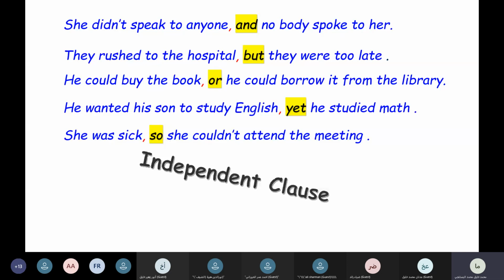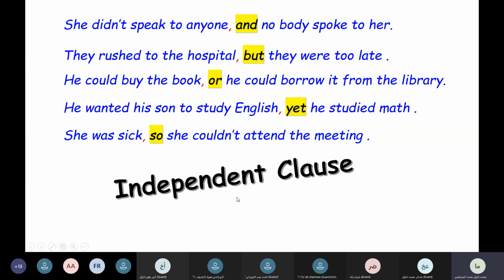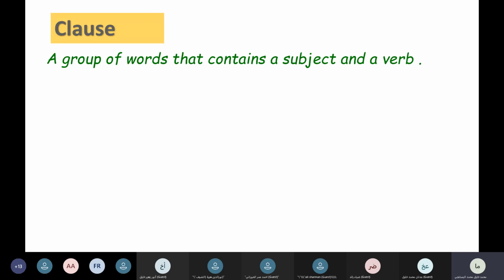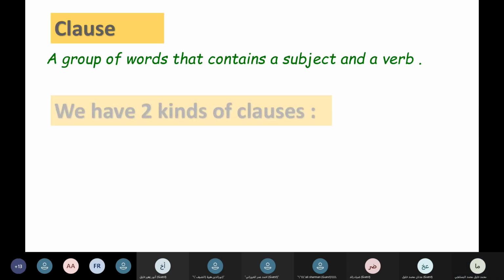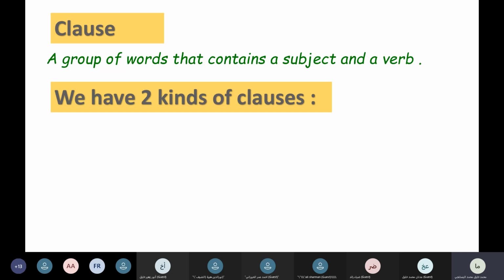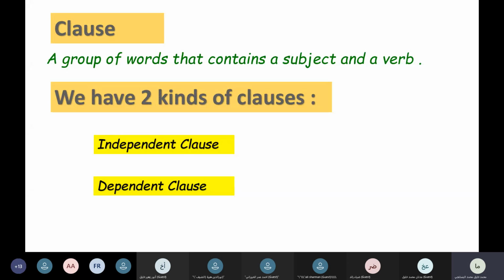Good. Now, today we are going to talk about the independent clauses. Now, what do we mean by clauses? First, any clause consists of what? A group of words. Clause means a complete sentence. The clause consists of a group of words that contains a subject and a verb and has a complete meaning. Now we have 2 kinds of clauses. First one is independent clause. The second is dependent clause.